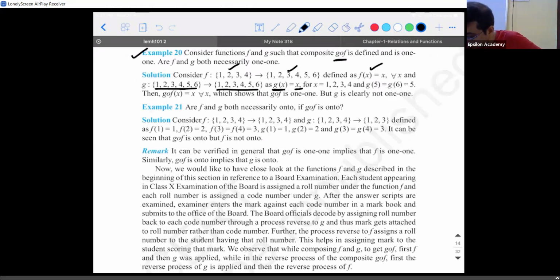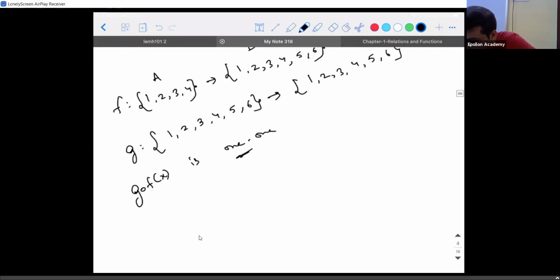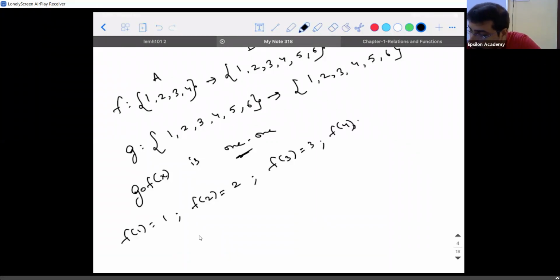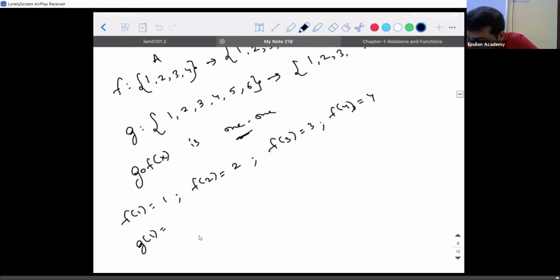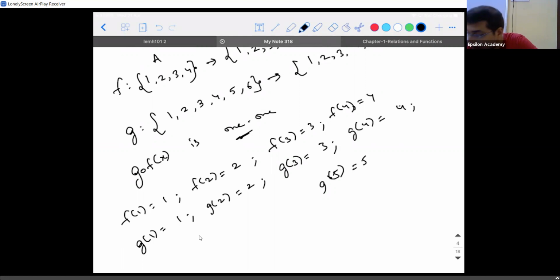So tell me what is g circle f of x. If I take f of 1 is 1, f of 2 is 2, f of 3 is 3, and f of 4 is 4. And g of 1 I am calling 1, g of 2 as 2, g of 3 as 3, g of 4 as 4, and g of 5 as 5, and g of 6 also as 5.